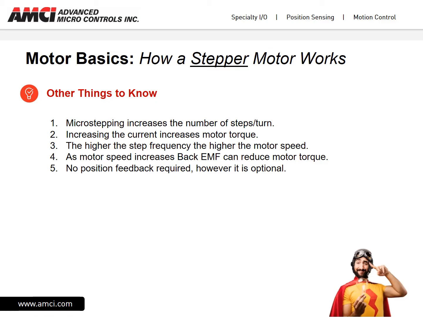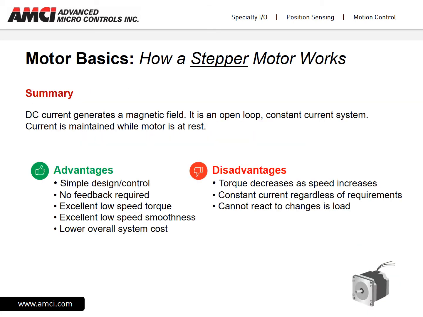No position feedback is required. However, it is optional. With a stepper, we can select either an incremental feedback or multi-turn absolute feedback to help provide position verification and stall detection. To summarize some of the basic facts of a stepper motor, DC current generates a magnetic field. It is an open loop constant current system, and current is maintained while the motor is at rest.